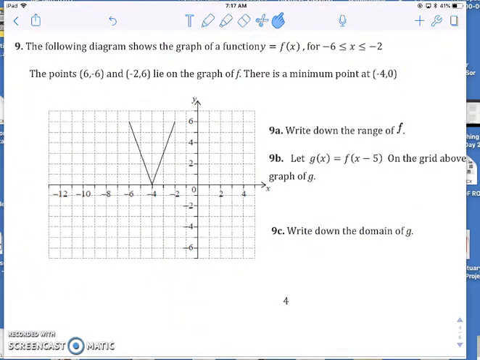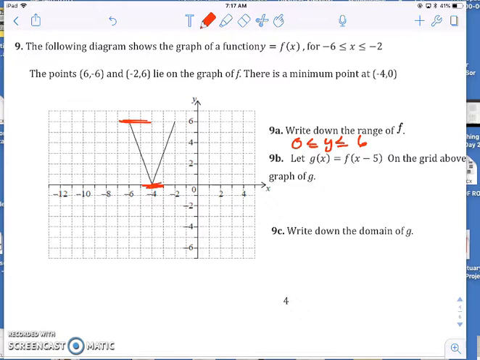This next one here: the following diagram shows a graph of f of x from negative 6 to negative 2. The points (negative 6, 6) and (negative 2, 6) lie on the graph, and there's a minimum at (negative 4, 0). Find the range. So let's see, 0 is less than or equal to y is less than or equal to 6.